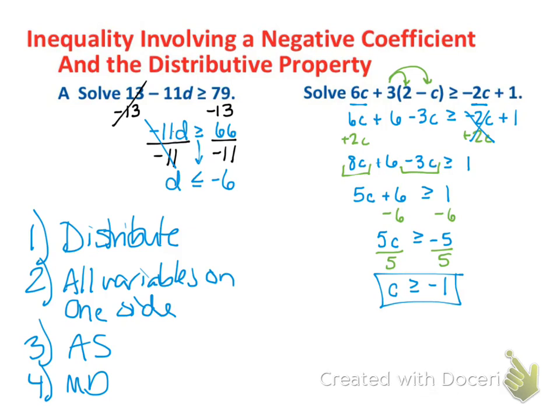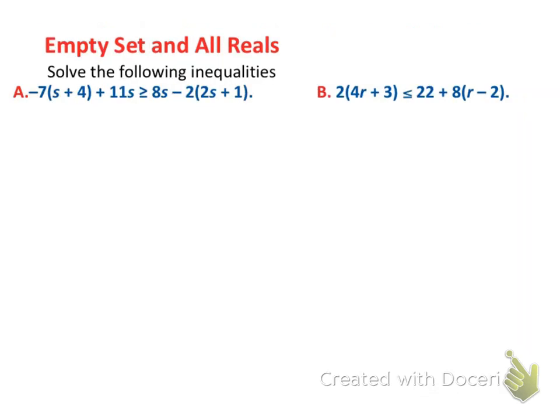All right, let's move on to the next set of problems. These problems have to deal with empty sets and all reals, and I'll tell you what that means here in a minute once we've solved it. Okay, so you notice we've got a lot going on here. We've got some parentheses, which means we have to distribute. We've got a couple s's, which means we're going to have to move all variables to the same side. So let's start with the distributing, and we've got two sets of distributing that we're going to do at the same time just to make our lives less complex.